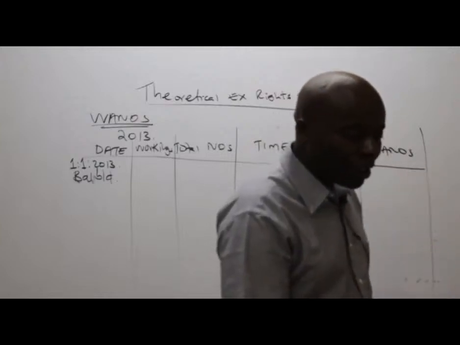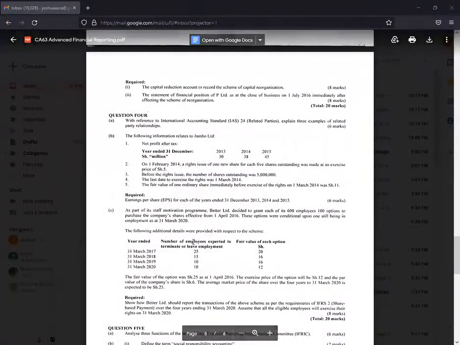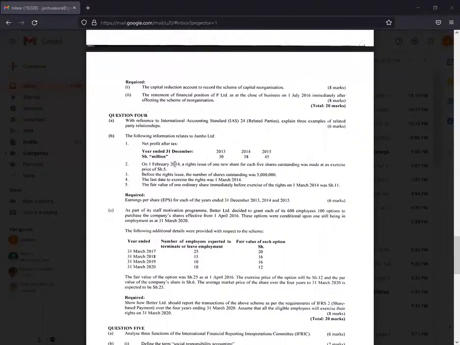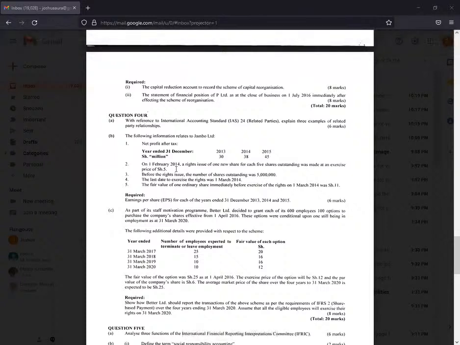So 2013, ladies and gentlemen, this is what we have. You can see the year is ending 31st December. You are told that on 1st February 2014, a rights issue of 1 new share for each 5 shares outstanding was made at an exercise price of 5. So this is a transaction that took place in 2014. It will not affect us in 2013.